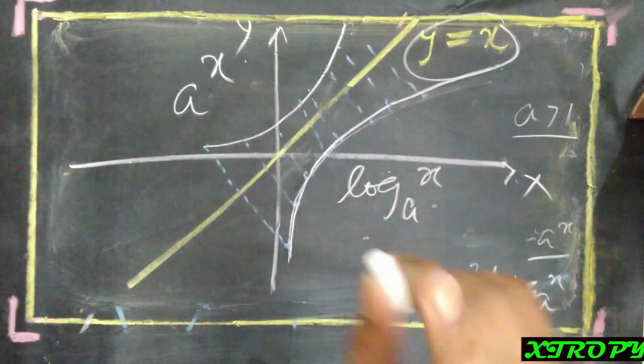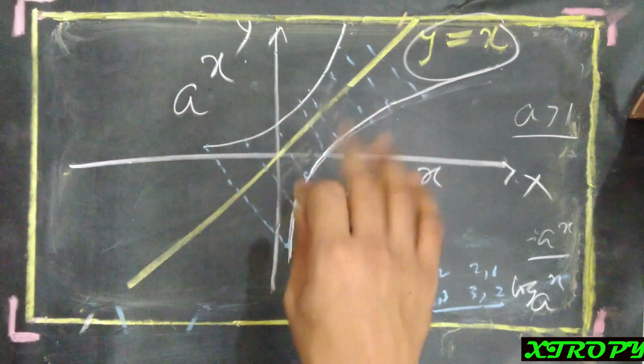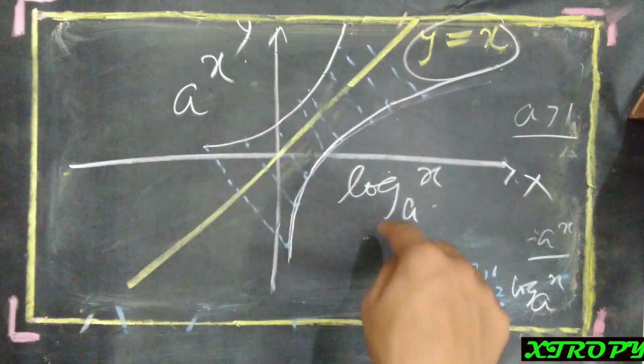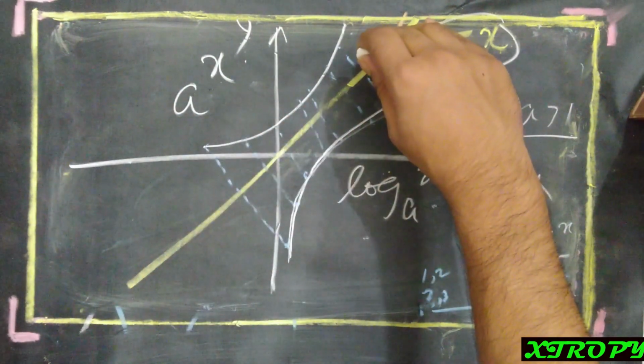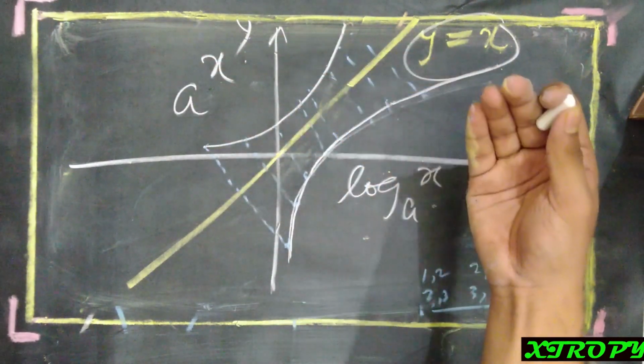If you know the graph of one function, and if you need to find the graph of its inverse function, just find the mirror image of that graph with respect to y equals x.